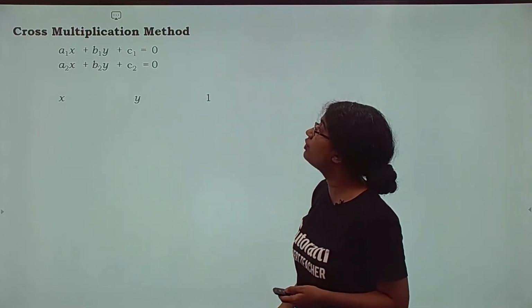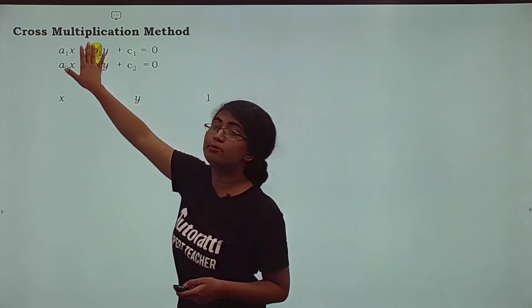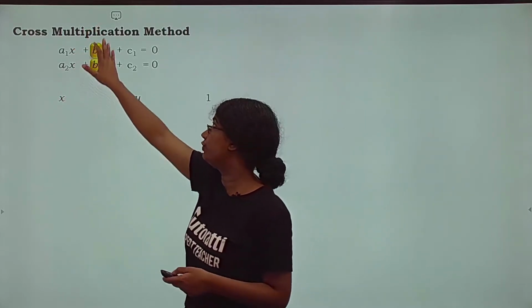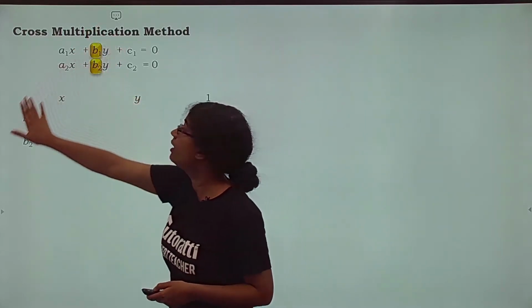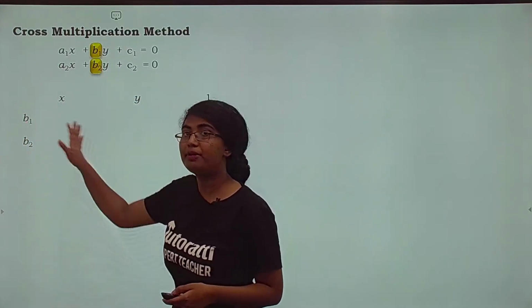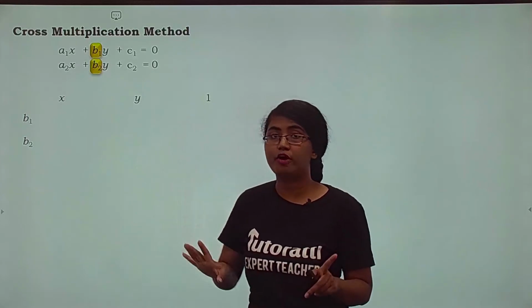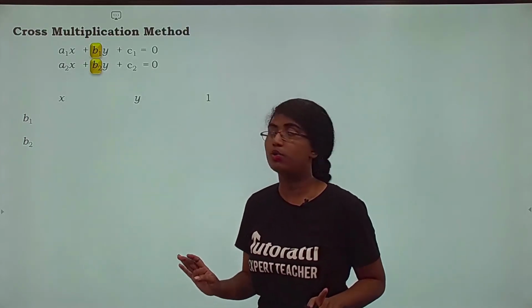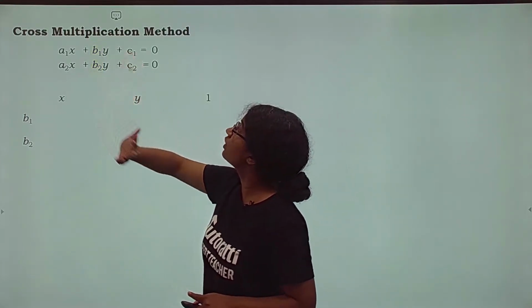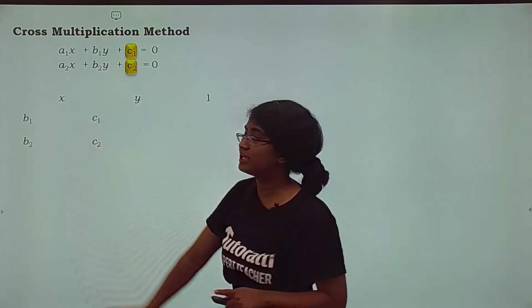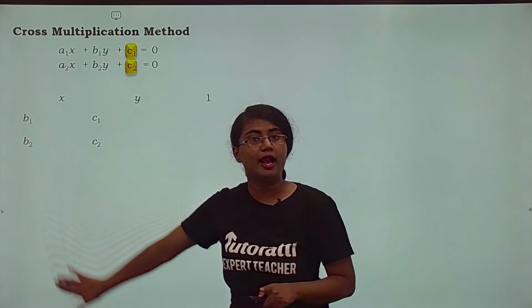Excellent. Now what you do here is, you take the coefficients of the variable y. Where do we place them? Place them here. This is again a simple method of remembering the formula only. Then you take the constants. What are the constants? c1 and c2. Where do you place them? Place them between x and y.